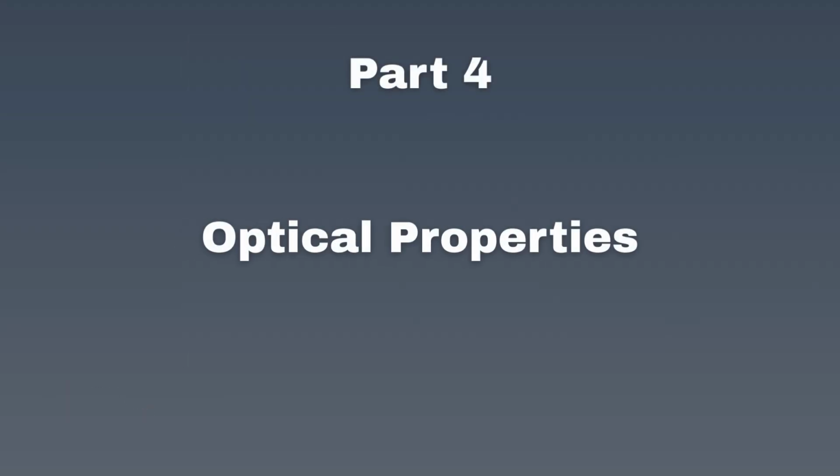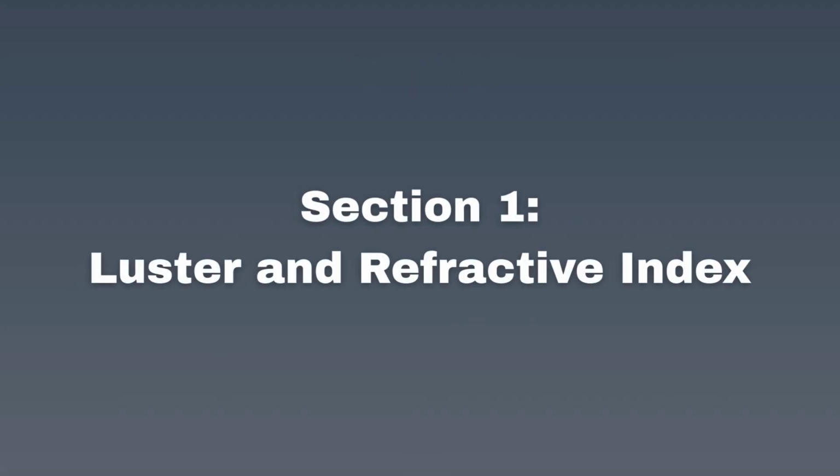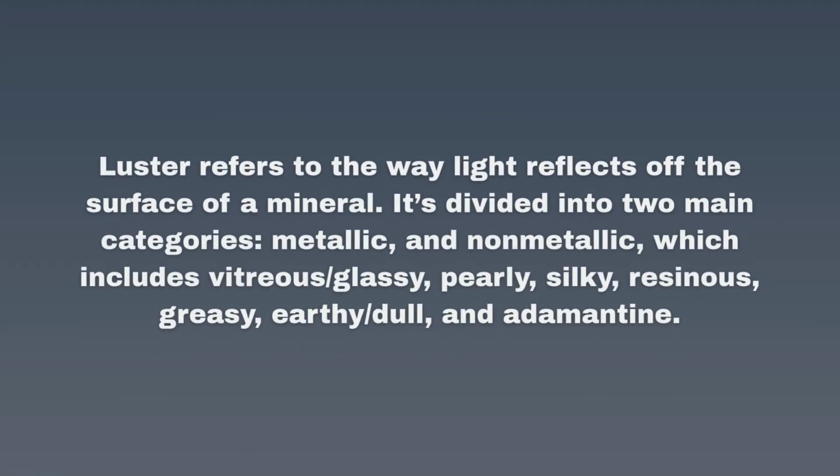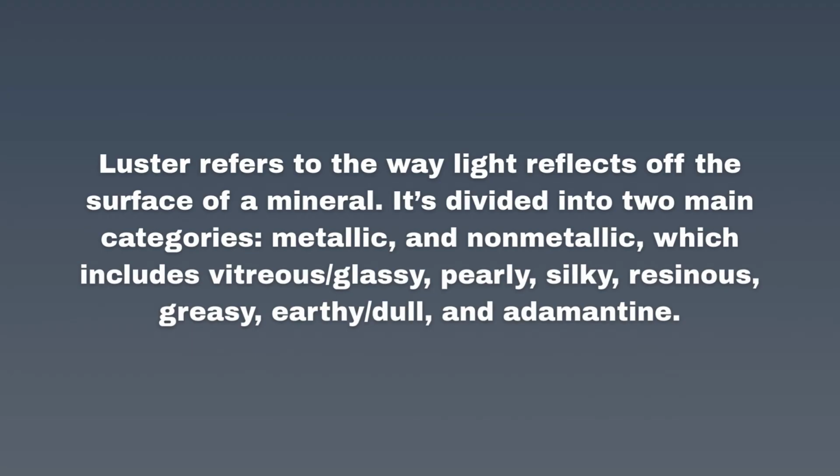Part 4. Optical Properties. Section 1. Luster and Refractive Index. Luster refers to the way light reflects off the surface of a mineral. It's divided into two main categories, metallic and non-metallic, which includes vitreous or glassy, pearly, silky, resinous, greasy, earthy or dull, and adamantine.